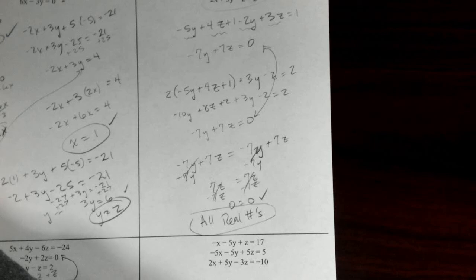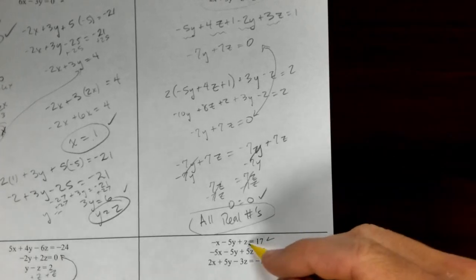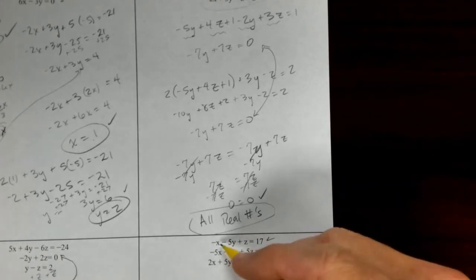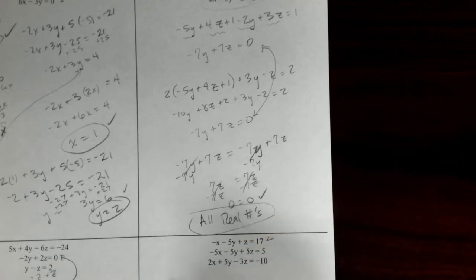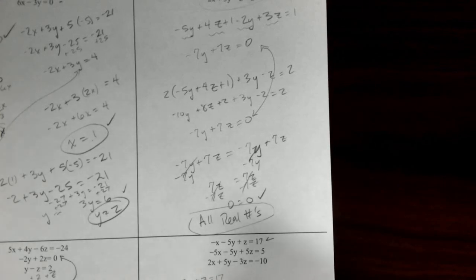All right, last one. Again, pick a variable to isolate for. So I'm going to look at this one right here. I'm going to solve for z. So I'm going to move the x, move the 5y. So I've got negative x minus 5y plus z equals 17.